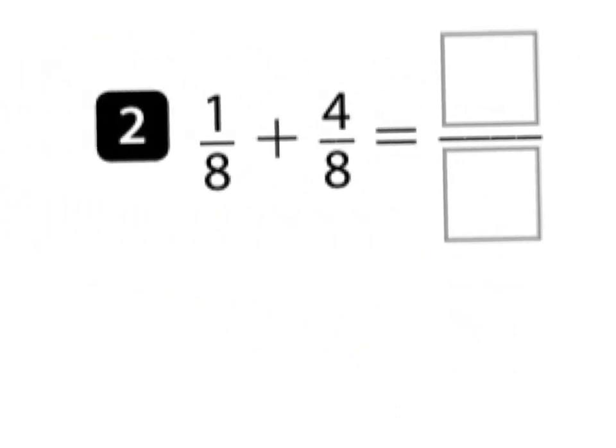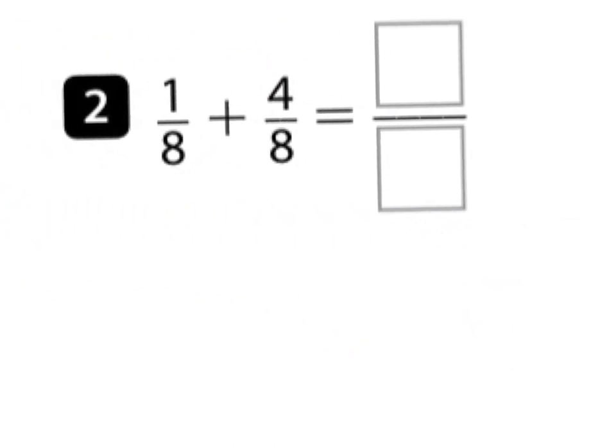Alright guys, number 2, you got 1/8 plus 4/8. Alright, everybody say denominators stay the same, and simply add your numerators. Our sum is 5/8.